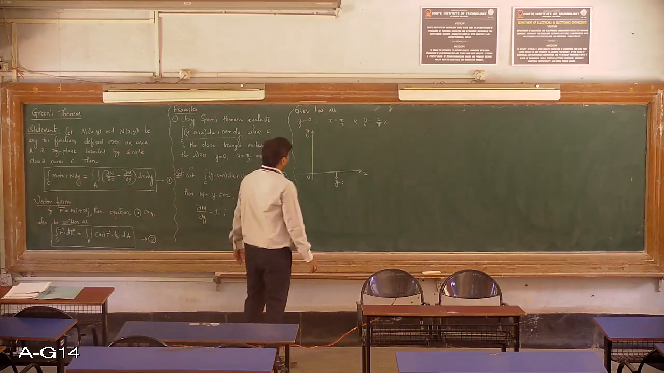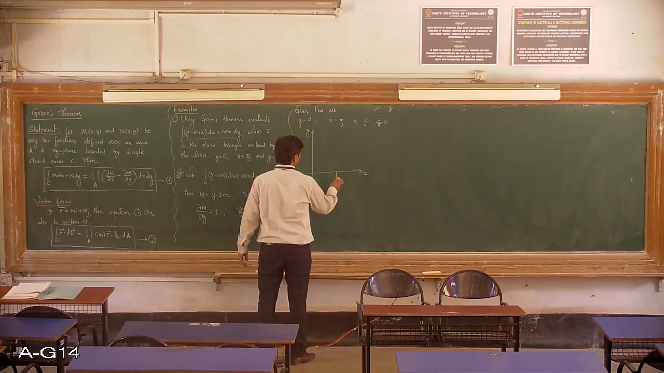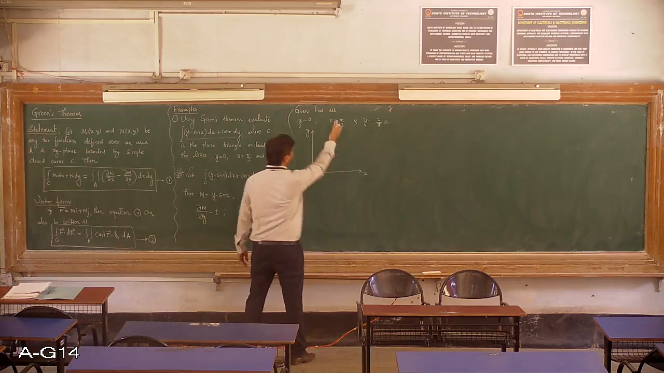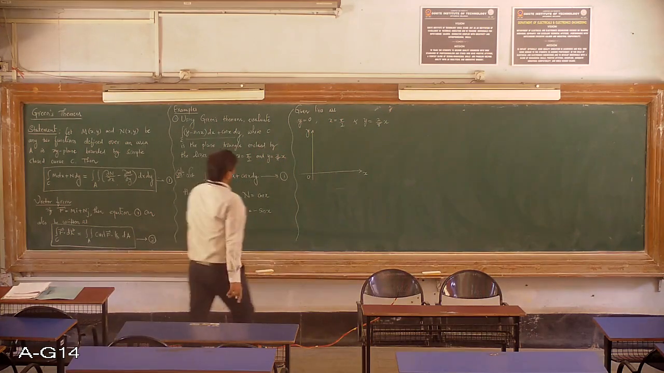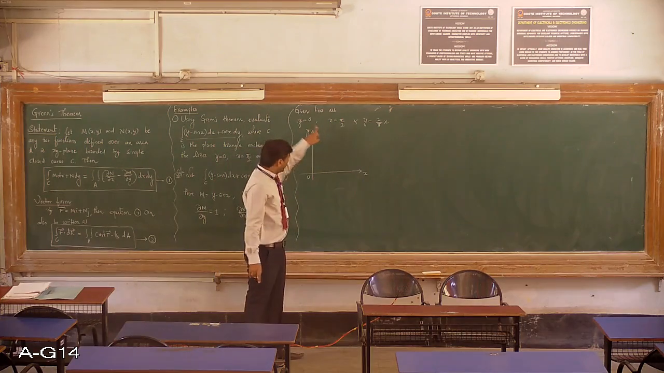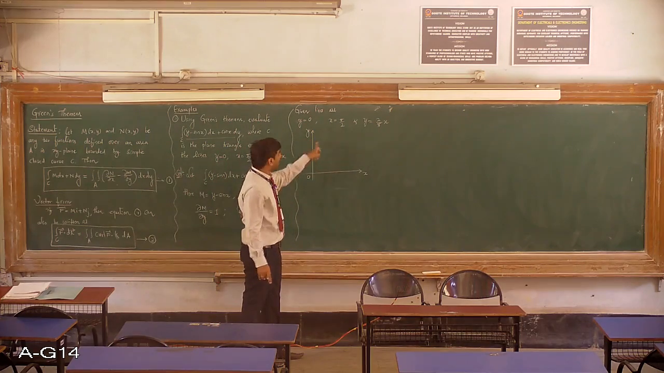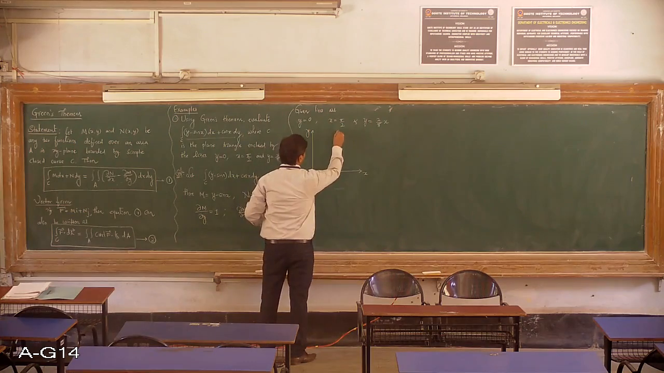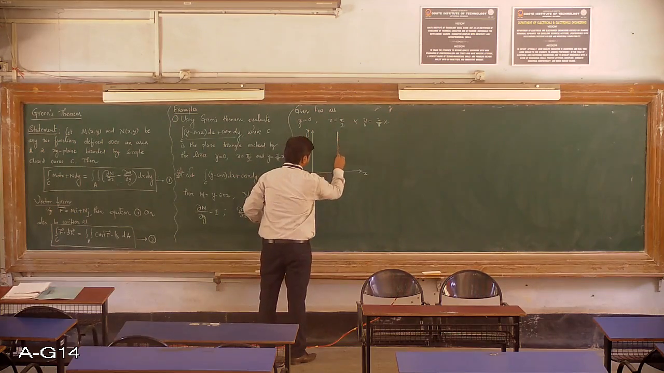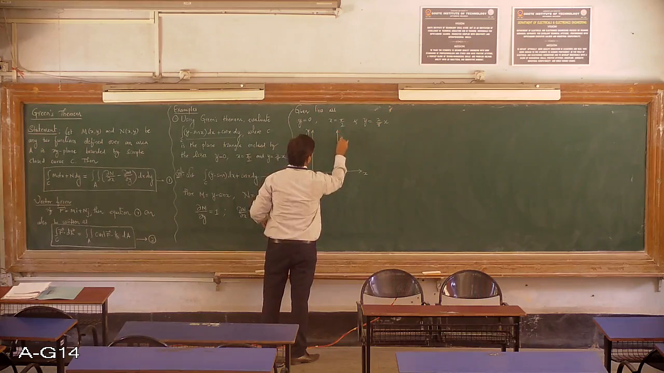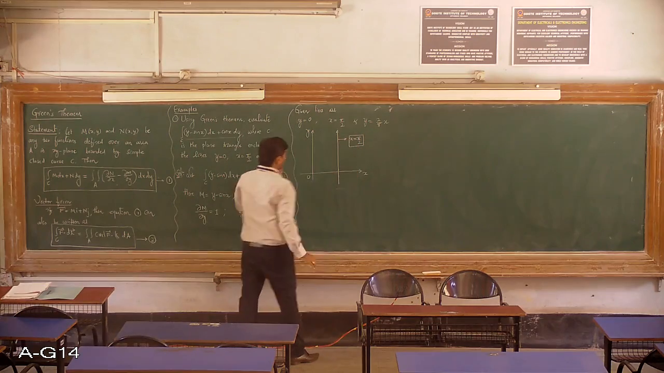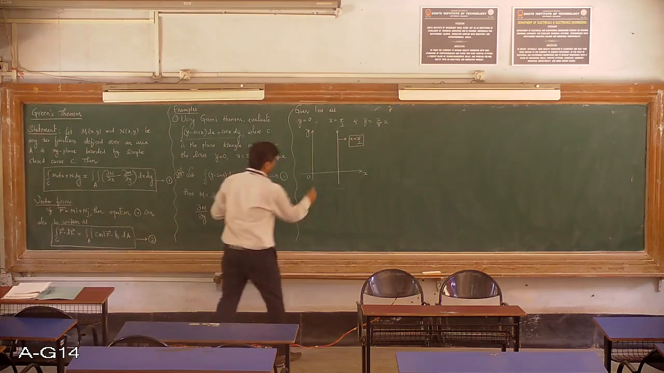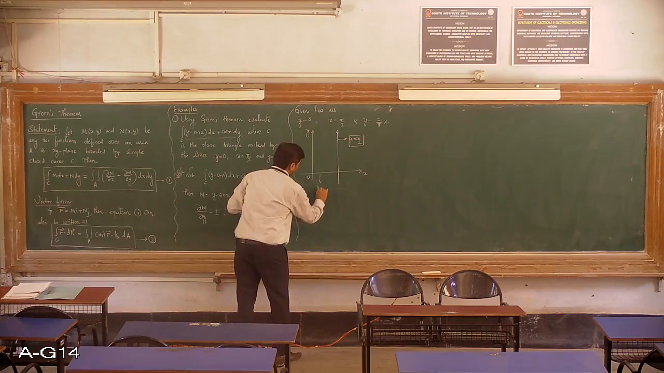Next, x equals pi by 2. X equals pi by 2 means the x value is pi by 2. So this is a line parallel to the y-axis at x equals pi by 2. Somewhere here I'll draw this, x equals pi by 2. So now one more line is there.